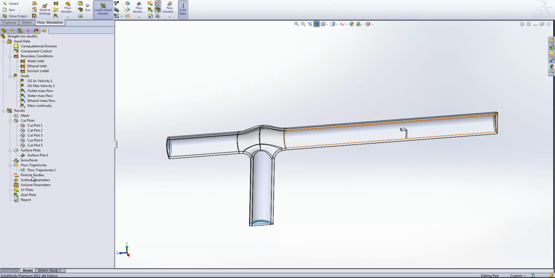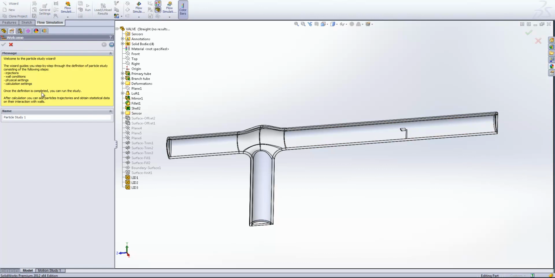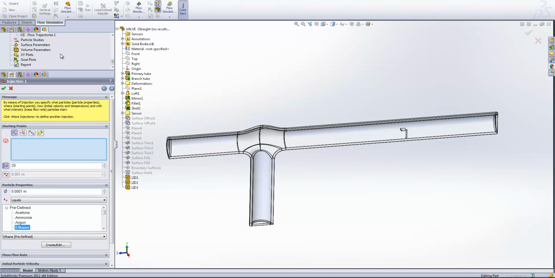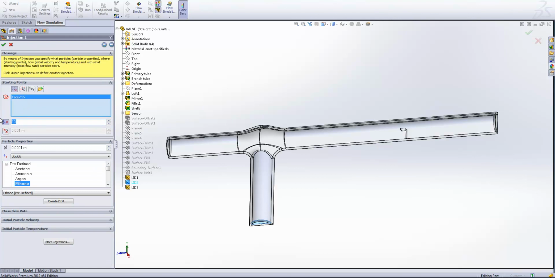Okay, another tool we have at our disposal is the particle studies. This is very similar to the flow trajectories, but instead what we can do is select, so say for this case I'm going to use the ethanol inlet, and I'll put 50 particles in, and we can select the diameter of these particles. So this is simulating the actual presence of droplets. What this is going to do is inject particles of that size and see how they move through the flow. So I'm going to use fairly similar values, the same mass flow rate that we had specified on the inlet boundary condition.